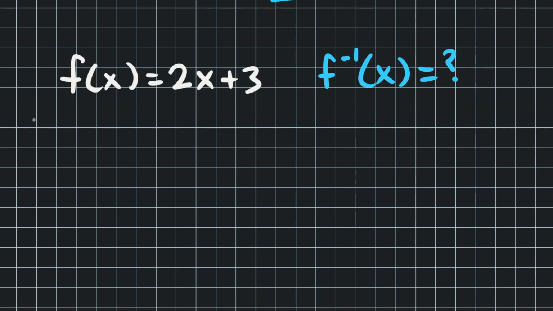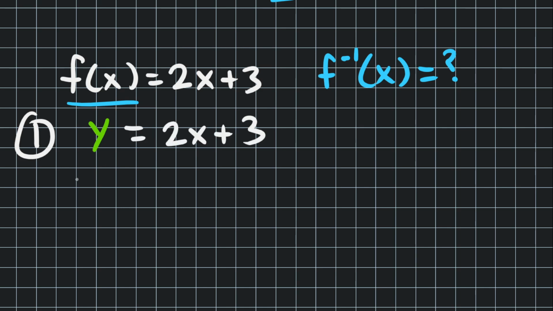So what we're going to do right here, we're going to go through a few steps to find the inverse function of f of x. So step 1, we are going to set f of x equal to y. So this will simply be y equals 2x plus 3. That's step 1. Now step 2, what we're going to do is switch the y's and the x's. So all the y's will become x's, and all the x's will become y's.